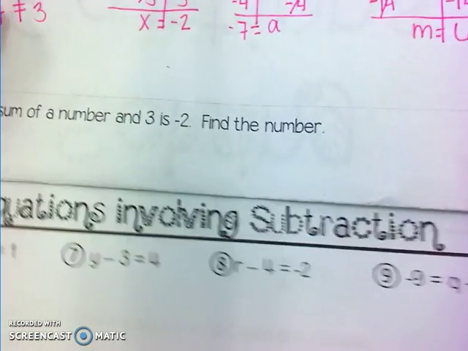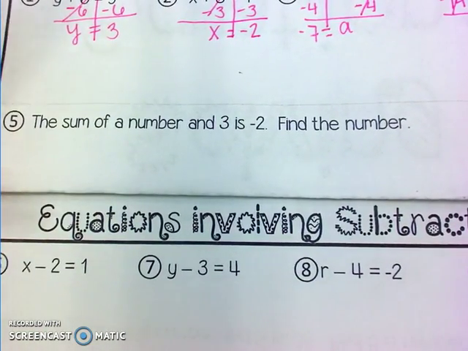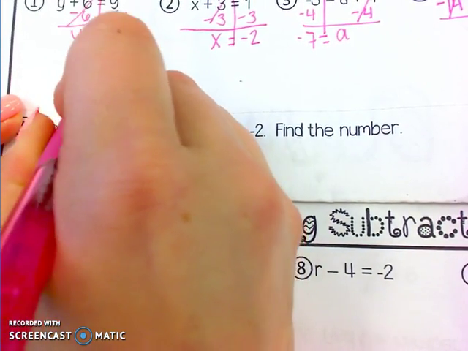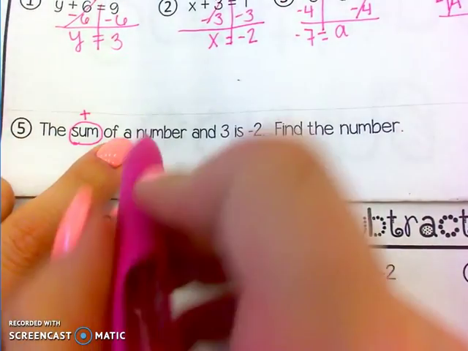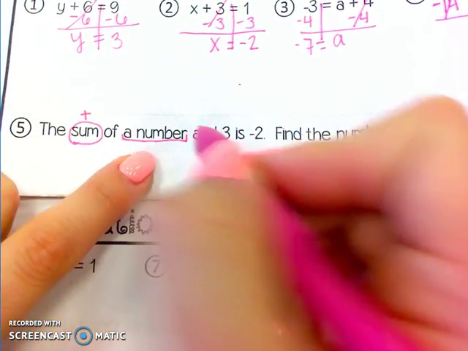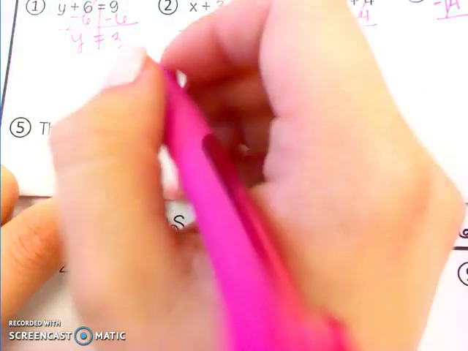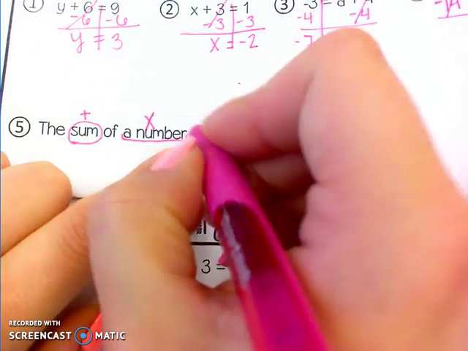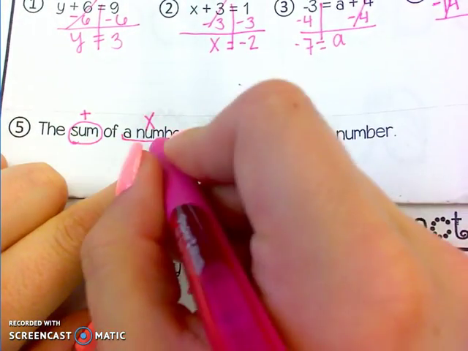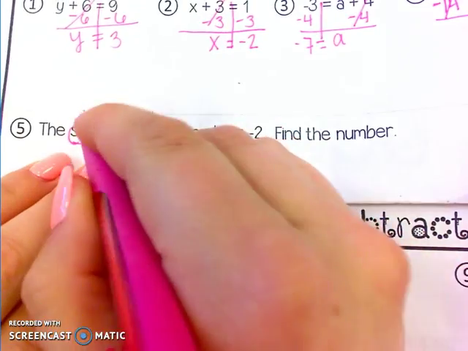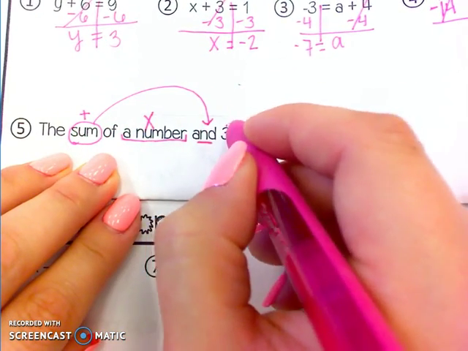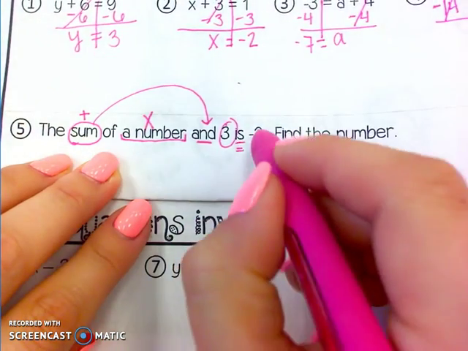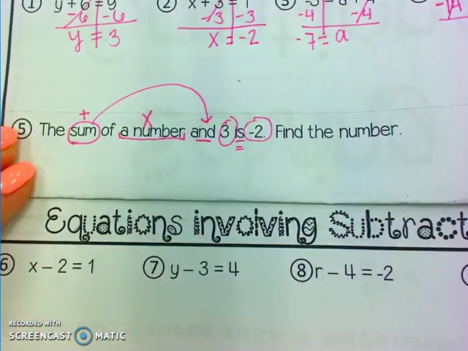And then we have some sort of brief written description. The sum is a keyword, sum means plus, of a number. If I see a number, and I don't know what the number is, I'm going to call that my variable. That's x. And, okay, so this is the sum of that number and 3. So this is what's happening between them. Here's my 3. Is my equals number, negative 2. So let's write that out.